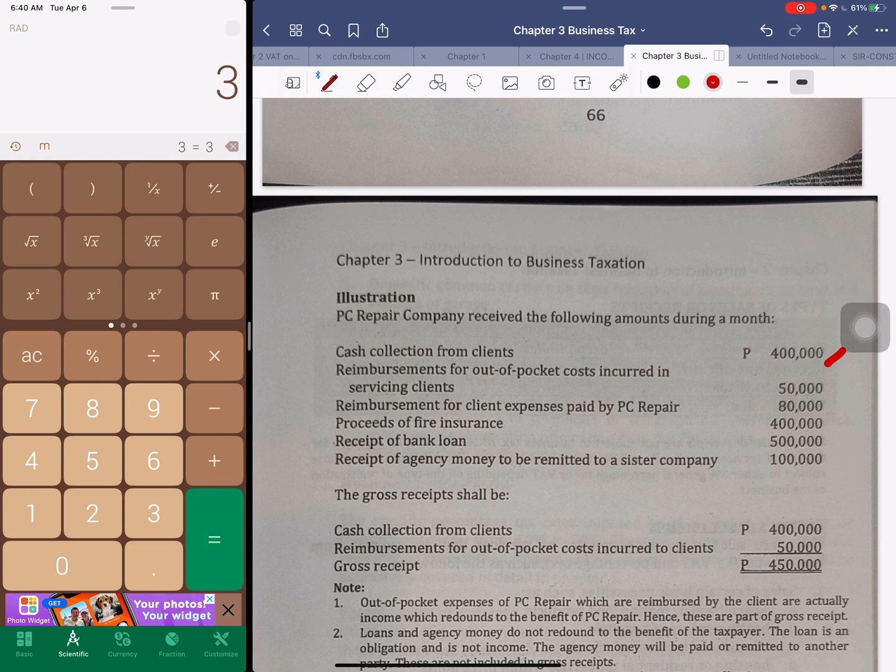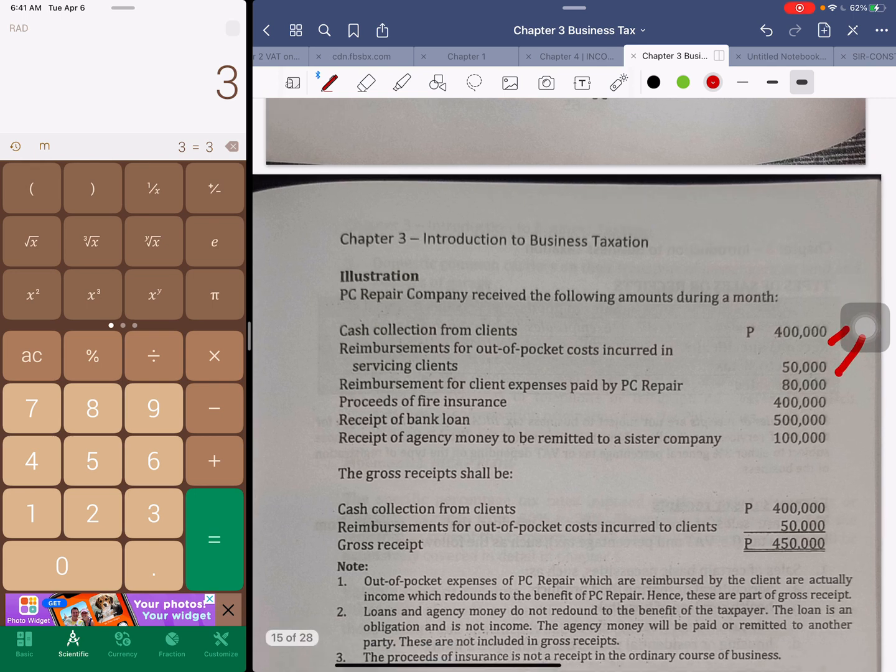However, dun sa pangalawang item, reimbursement for out-of-pocket costs incurred in servicing clients, part kasi yan ng services ni PC Repair Company. And of course, ang nag-incur niyan talaga is si PC Repair, no? Na sinisingil niya kay buyer. Therefore, part yan ng ating gross receipts. Yung pangatlo kasi, ang may expense talaga niyan si client. Therefore, hindi natin pwedeng sabihin na part yan ng ating ordinary course of business. So, nag-abono lang for the meantime si PC Repair. But of course, ang mag-shoulder dapat talaga niyan si buyer, no? So therefore, our answer on this illustration is 450,000.